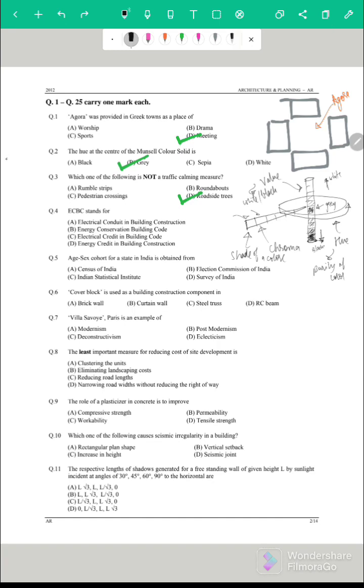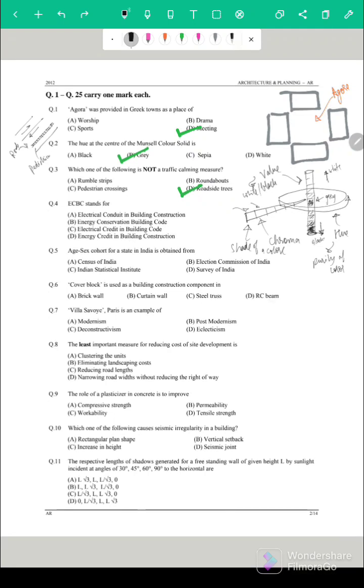So it looks something like this. Suppose this is a road, and in between the pedestrian pathway and road there is a strip which is very uneven. So how does it help? It helps when a car accidentally gets derailed from the road, and when a car goes off road onto this track, the uneven surface makes the driver cautious that the car is getting off track.